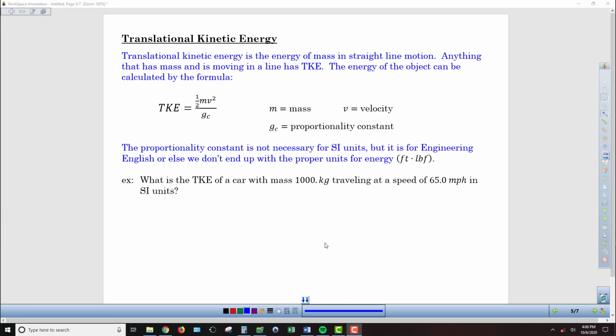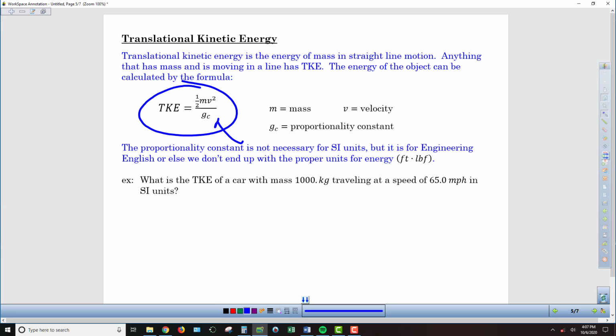Translational kinetic energy, or TKE, is the energy that is contained within an object due to its mass and its motion. And so we have a formula for calculating the amount of energy that particular mass is carrying at a particular speed. We see that here. So the energy is equal to 1/2 times the mass of the object times the square of the velocity.